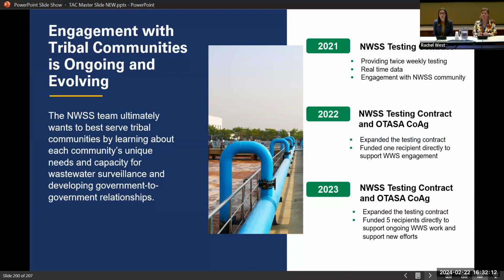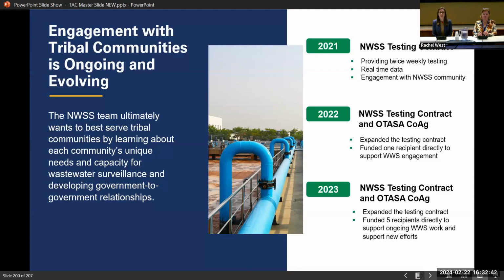This provided twice weekly testing, and at first in 2021, it really focused on SARS-CoV-2, and this provided real-time data directly back to the tribes. One thing that we prioritize when working with tribes is that the data goes directly to that contributing community, not to neighboring jurisdictions without the tribe's explicit consent. They also have access to our secure data portal, which provides that data in real time. As soon as we have the data, it goes through quality checks, and within minutes, it's available.